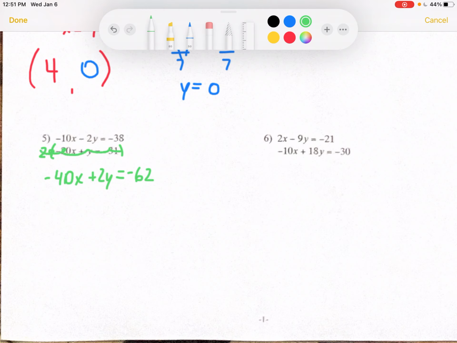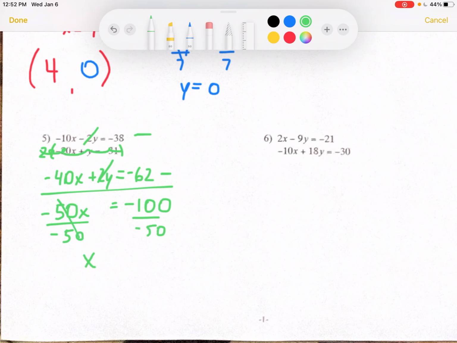So then you can kind of forget that, comparing these two together now. All right, so my negative 2y, my positive 2y makes 0. Adding down, I have negative 10x and minus 40x, so that's negative 50x. And then negative 38 and negative 62 combines to be negative 100. So divide by negative 50, and x equals positive 2. So there's your first answer, 2 comma something.